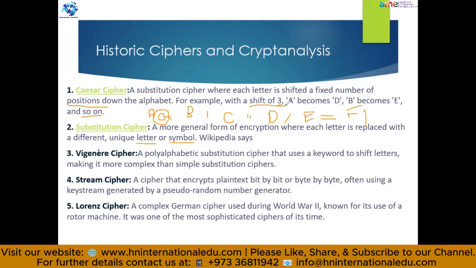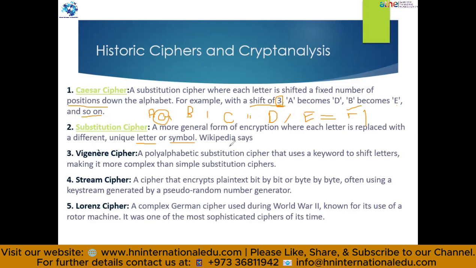If we are using a shift of 3, it means that A becomes D, B becomes E. We will represent them with a difference of 3 alphabets. And for X, we will represent X by A, and Y with B, and Z with C. So that's how Caesar cipher works, and substitution cipher works in a different way.